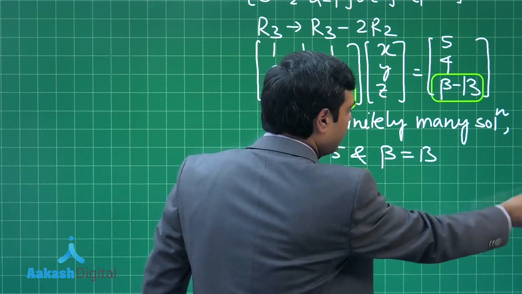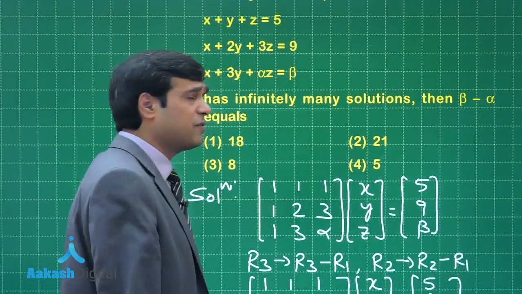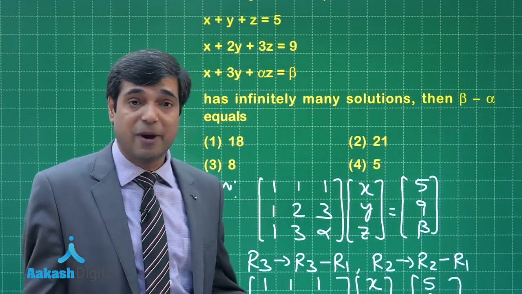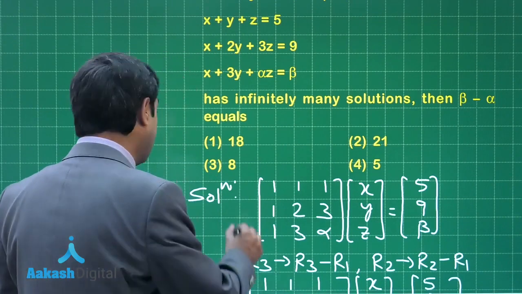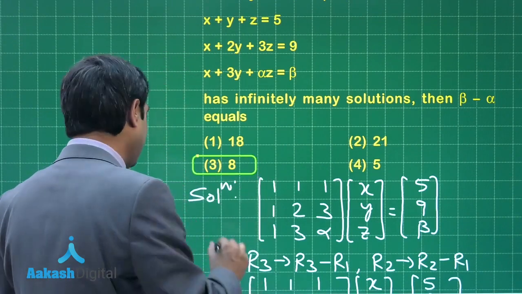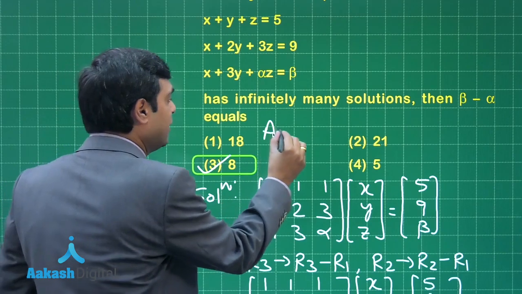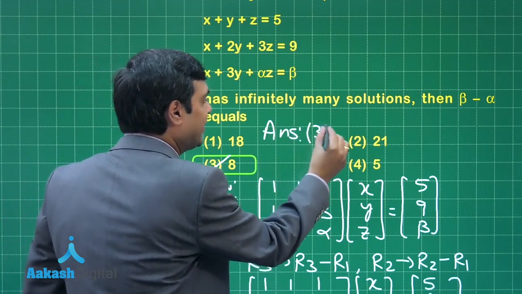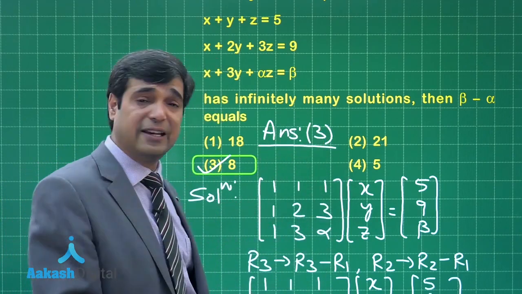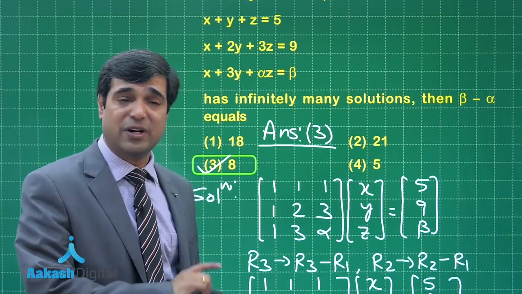Now let us see what is required in this question. Question is asking for beta minus alpha, that is 13 minus 5. So what is the correct answer here? 8. Yes, it is available here as option number 3. So let us mark and mention the correct answer. I am sure this question is clear. Let us move on to the next one, that is question number 22.